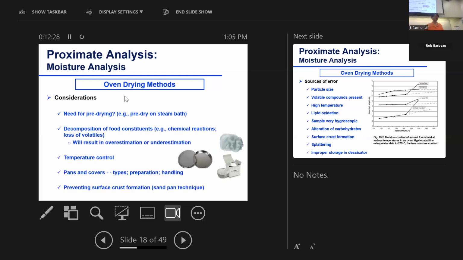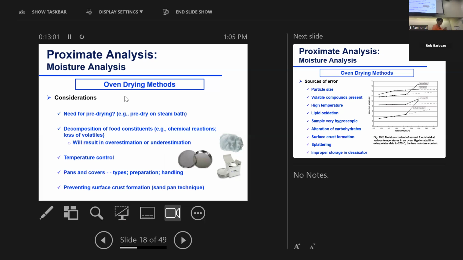We have to take care of many things when we are determining moisture content. We call these considerations during sample preparation and sample heating. Sometimes we need to pre-dry. If we want to determine the moisture content of milk using an oven method, and we put it in an oven at high temperature, what is going to happen to the water? It starts boiling, and you might have splattering.